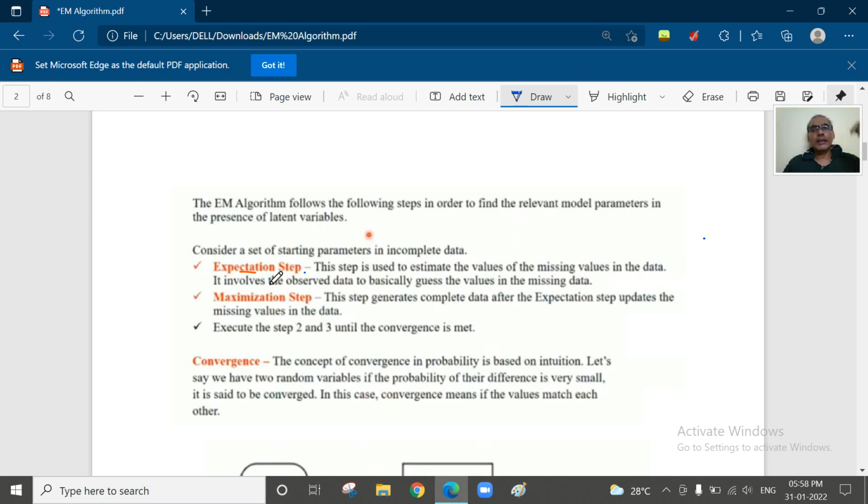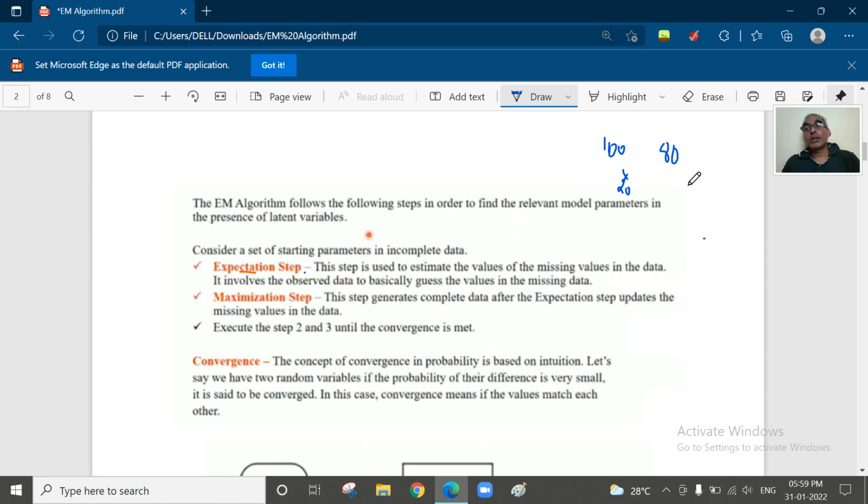Generally, the EM algorithm consists of two steps. We consider a set of parameters which is an incomplete data set. For example, in our class we have 100 students, and I want to find the average weight or height of all the students, so I conduct a survey. Assume that on one particular day only 80 students are present and 20 students are absent. So I have the data of only 80 students.